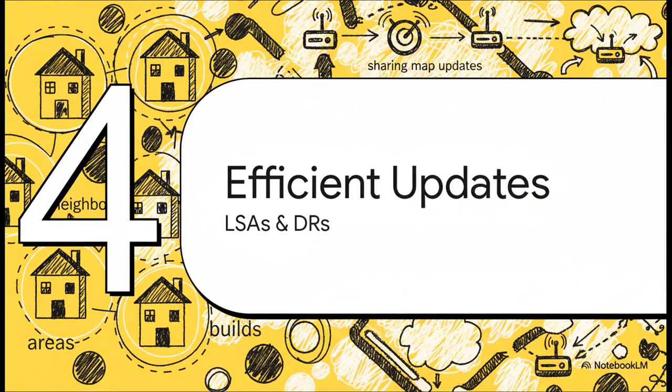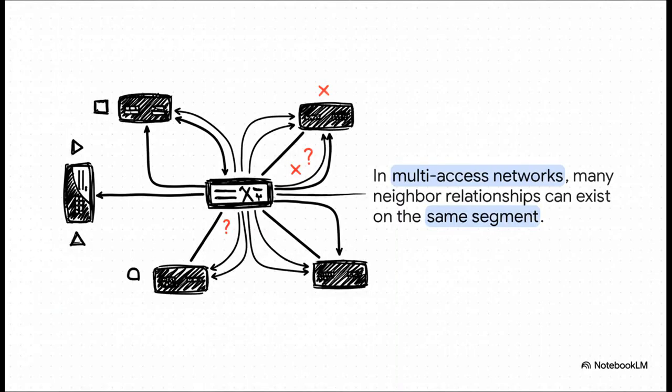So we have neighbors, and we have our areas, but how do routers actually share map updates inside those areas efficiently? Without just creating a flood of constant chatter? Well, OSPF has a really clever system for that too. Okay, this slide shows a super common situation. Think of an office Ethernet network where a bunch of routers are all plugged into the same switch.